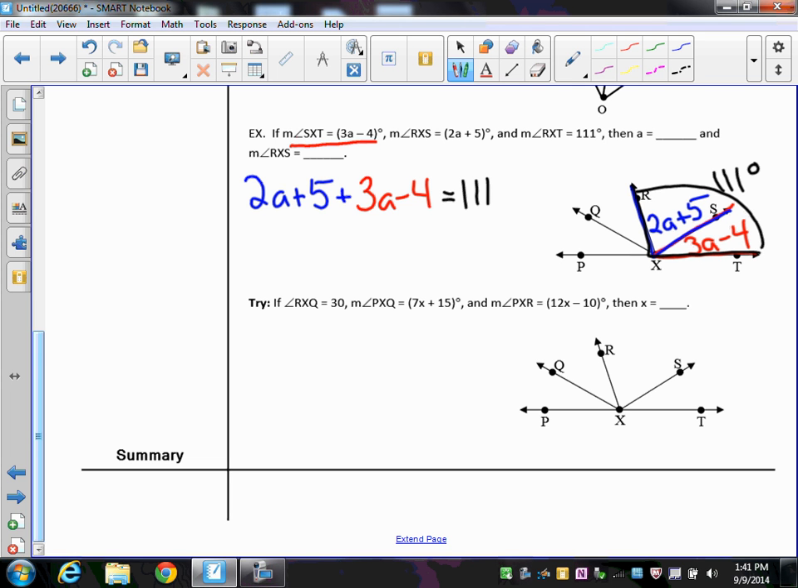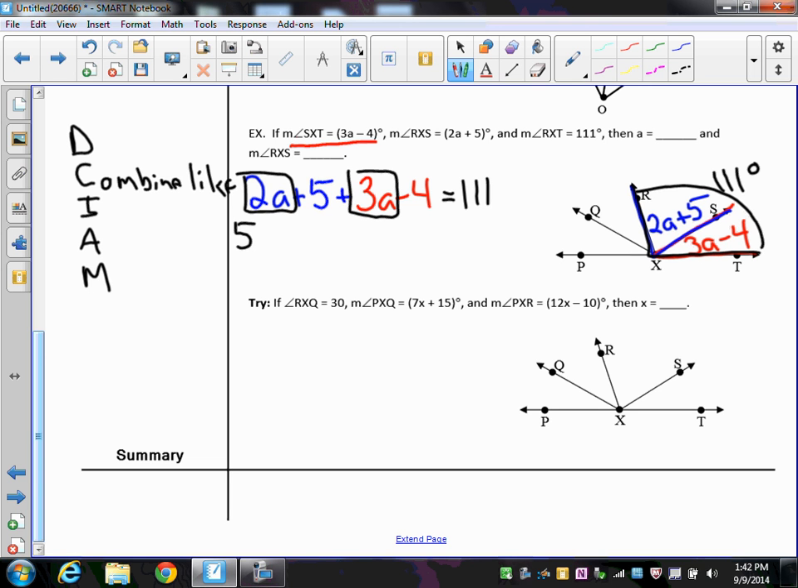So we need to do some simple algebra to figure this out. One other thing that you might be familiar with from Algebra 1 is this DCIAM. These are the order of operations you need to follow. The first one you need to do is combine like terms. So when we combine like terms, we have 2a plus 3a is 5a, and we have plus 5 and minus 4, so plus 1 is equal to 111. We already isolated the variable, because a is the variable, it's already alone.